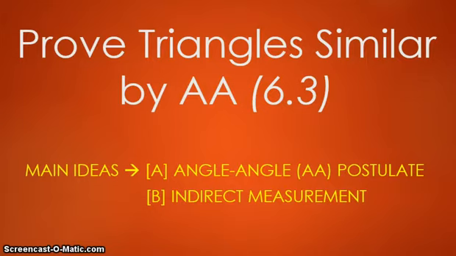The two main ideas to jot down as part of the notes here are the angle-angle postulate, which you put on your postulate page, and indirect measurement. If you remember from our introductory activity, it's very similar to the lake in Utah, the Great Salt Lake, where we looked at the distance between Badger Island and the bottom of Antelope Island.